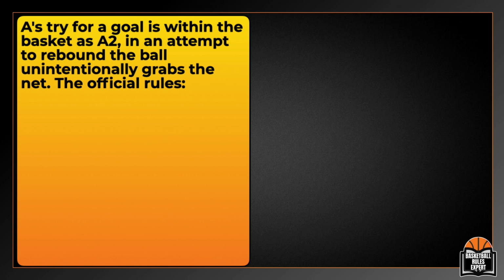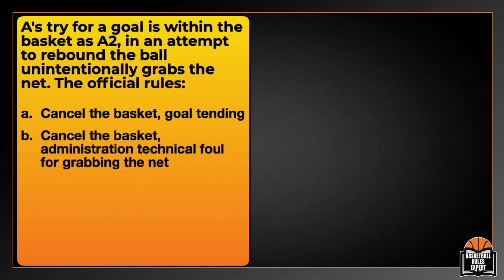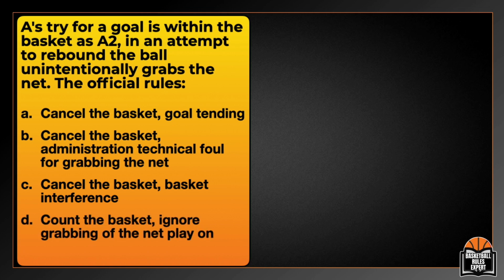A1's try for goal is within the basket as A2, in an attempt to rebound the ball, unintentionally grabs the net. The officials rule: A, cancel the basket, goaltending. B, cancel the basket, administrative technical foul for grabbing the net. C, cancel the basket, basket interference. Or D, score the goal, ignore grabbing of the net, play on.